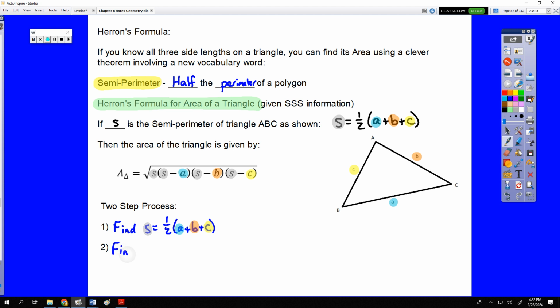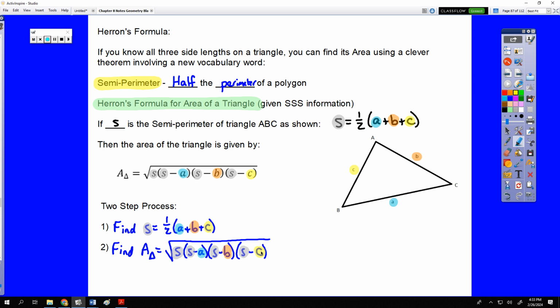So then we will find the area of the triangle using Heron's formula, which says square root of S times S minus A times S minus B times S minus C. And again, that's the S from step one is going into that thing 4 times, once by itself, and then once with each of our 3 side lengths being subtracted from it. So let's do some example problems using Heron's formula.